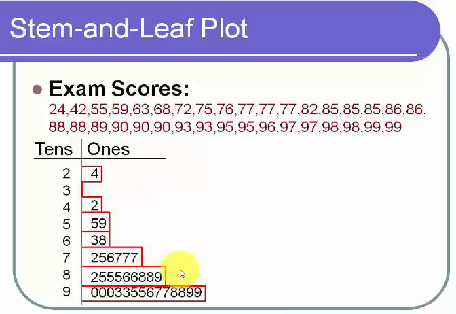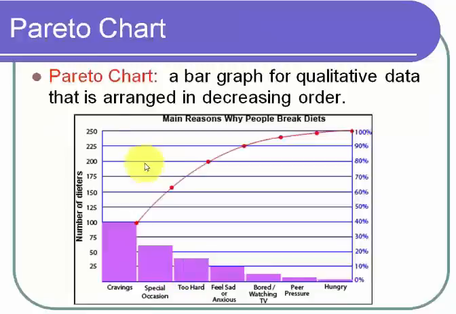Let's look at a few other charts that I'm not going to spend a lot of time on, but I do want you to at least be exposed to them. So this chart is called a Pareto chart. A Pareto chart is a bar graph for qualitative data that is arranged in decreasing order. So here's an example.